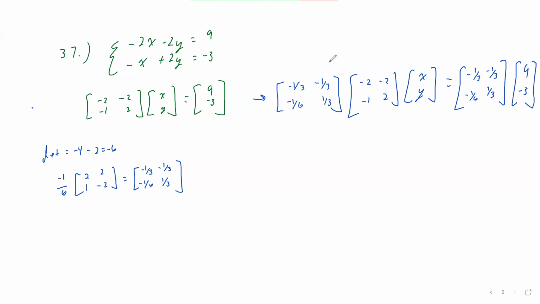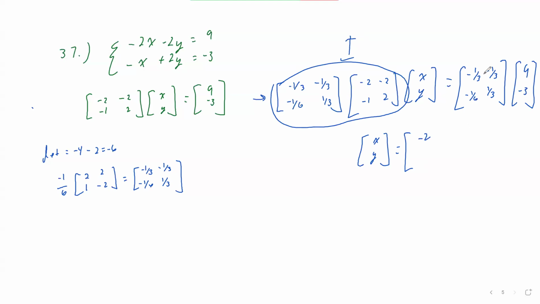This right here ends up being the identity. So then I'm left with X and Y. And so I just got to figure out what this answer is. So -1/3 times 9 is -3 plus 1. So -3 plus 1 is -2.